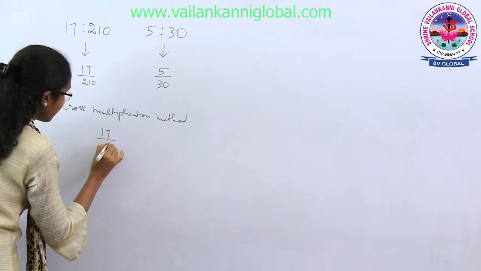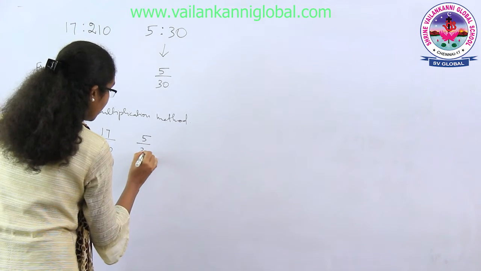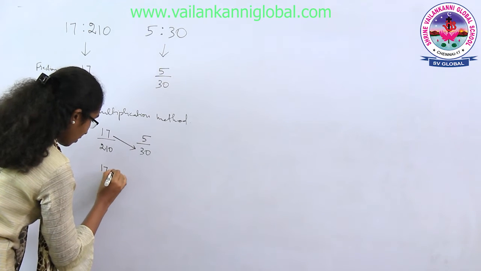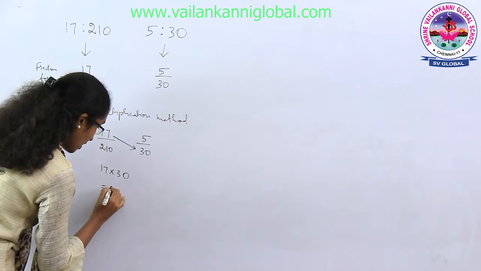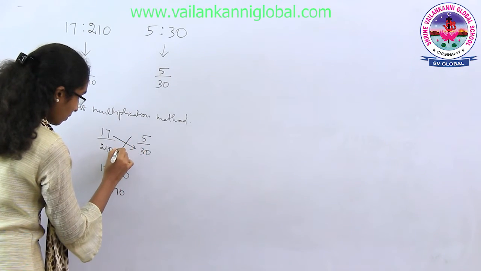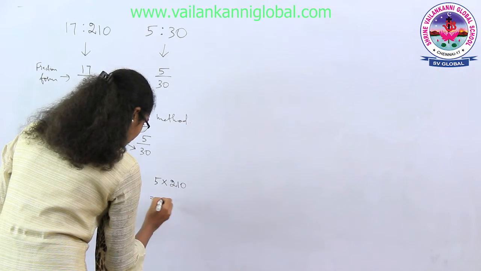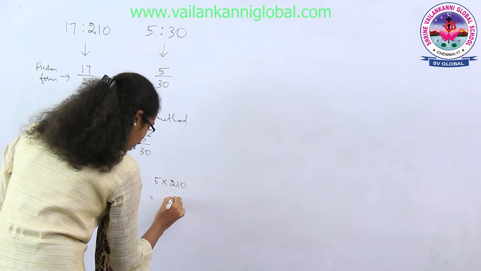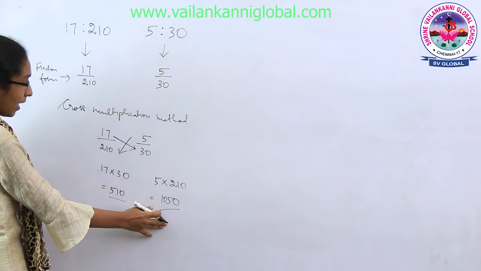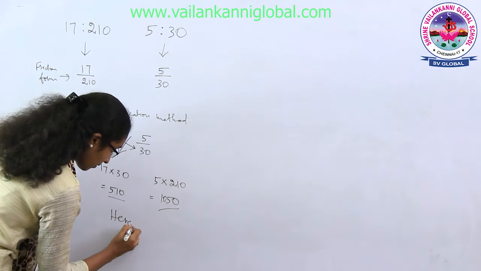So we write 17 divided by 210 and 5 divided by 30. So cross multiplying 17 into 30 will give us an answer 510, and then cross multiplying 5 with 210, we'll be getting 1050. So both the answers are different. Hence, it is said the ratios are not equivalent.